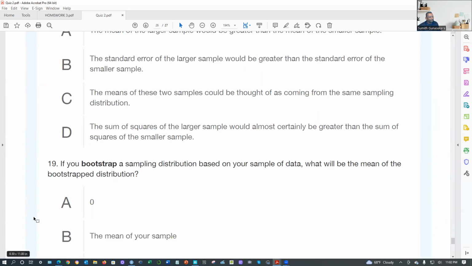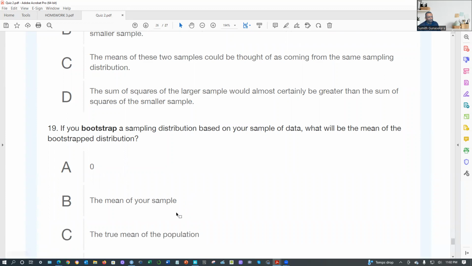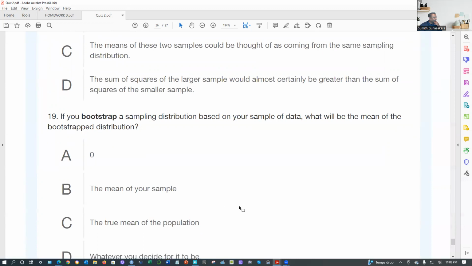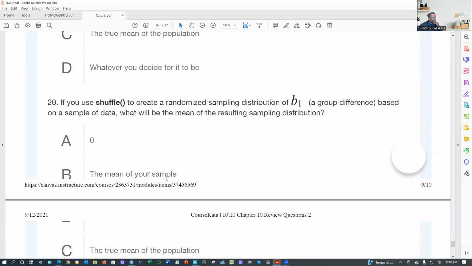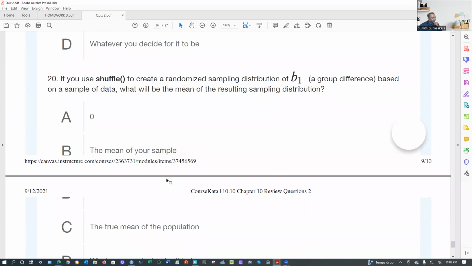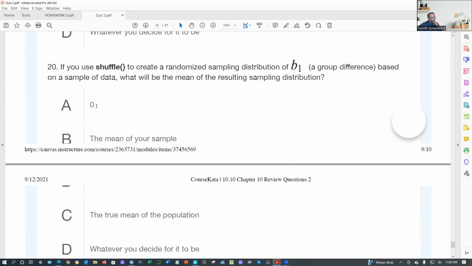Okay. If you bootstrap a sampling distribution based on a sample of data, what will be the mean of the bootstrap distribution? The mean of your sample, y bar, would be the mean of that particular sampling distribution. If you shuffle to create a randomized sampling distribution of the group difference based on a sample, what will be the mean? It may be zero, because of the reshuffle. I'm going to talk about that one too.